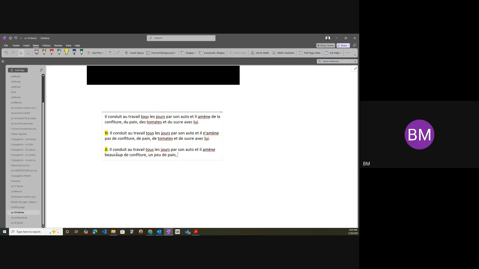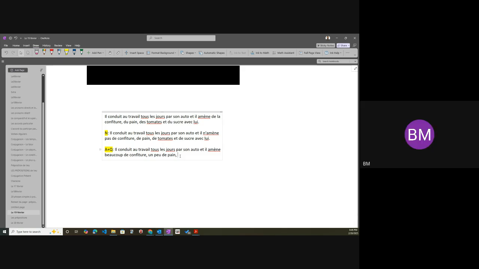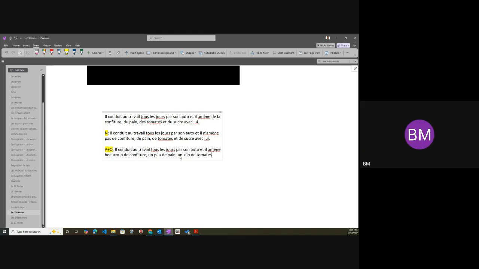Plus de tomate, so we can count tomatoes, so we are doing quantities, no problem. Let's change it to quantity as well. The verb plus quantity. So that's okay, no problem. Un kilo de tomate.